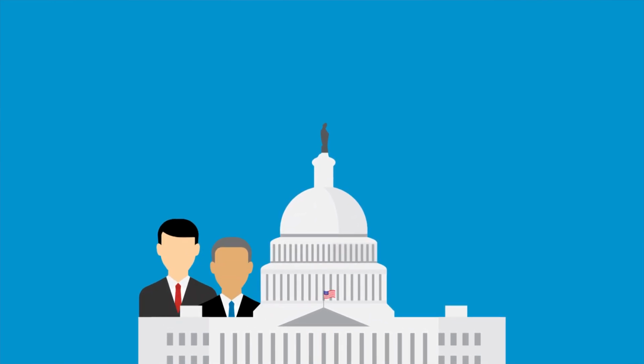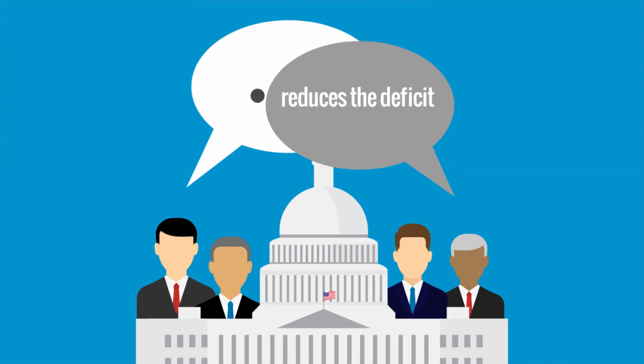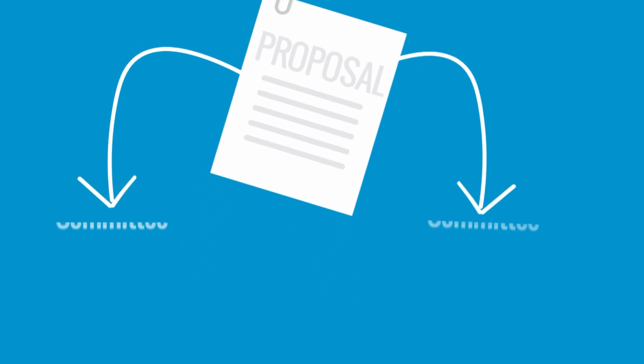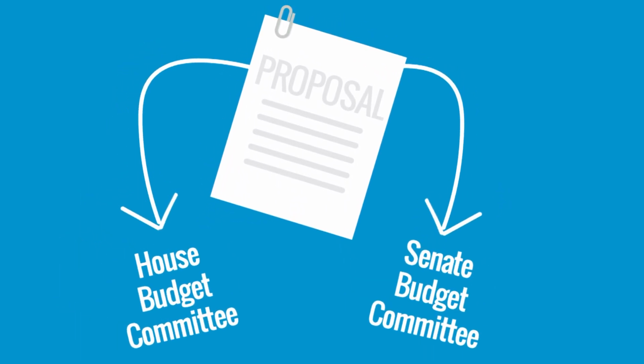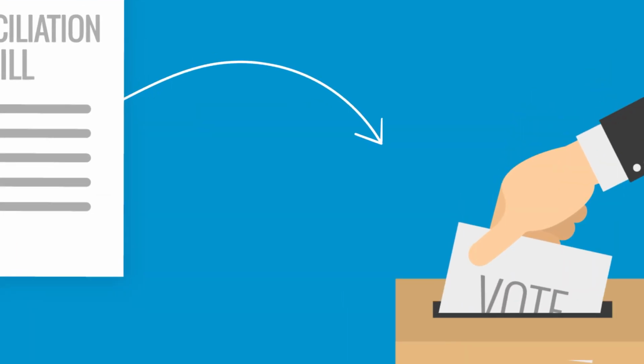The reconciliation process begins when members pass a budget resolution that instructs the relevant committees in the House and the Senate to begin drafting a reconciliation bill that reduces the deficit. Once the committees complete their own proposals, they are sent to the budget committees in their respective chambers to be packaged together. Those committees group the proposals to form the reconciliation bill, and that's the legislation lawmakers will vote on.